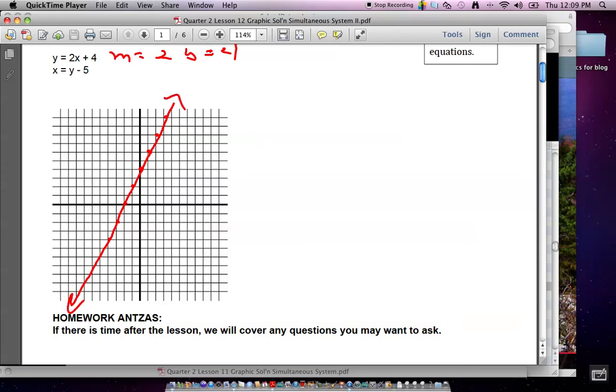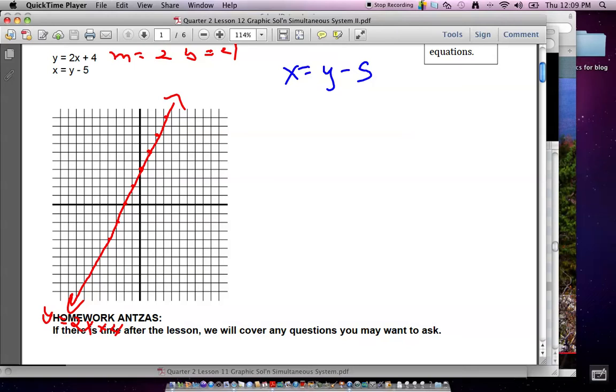Remember what I said the other day. This is extremely important. We don't want to give away points. So let's make sure that I write the equation and a line on it. Y equals 2x plus 4. Okay? Now, the next one says x equals y minus 5. So what's the problem with this one?